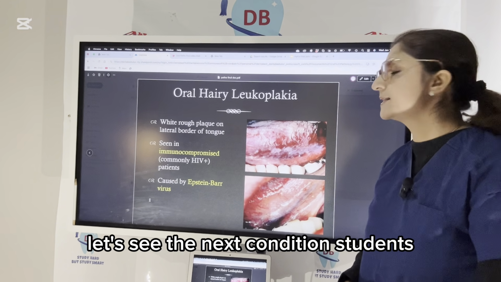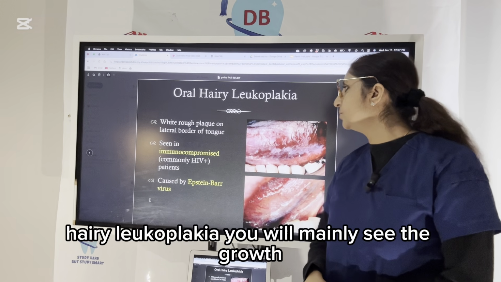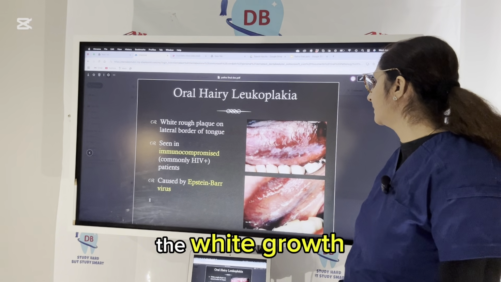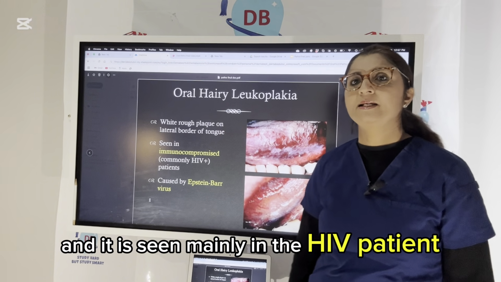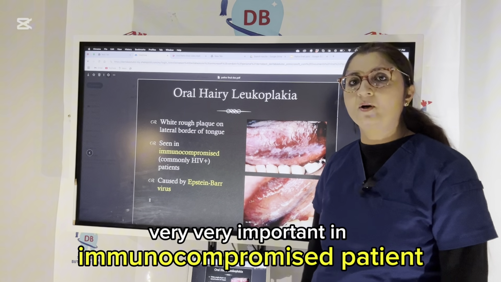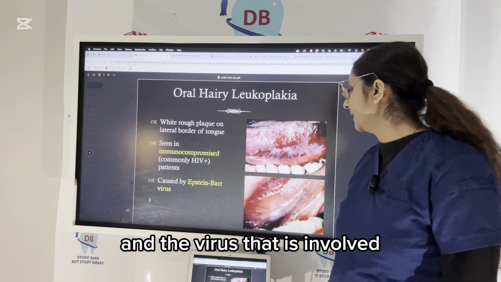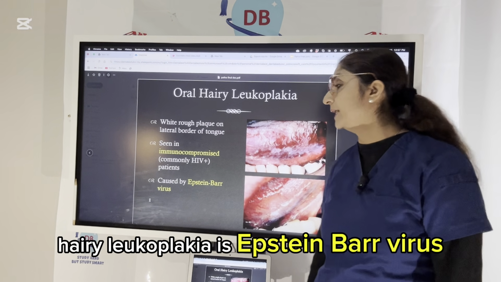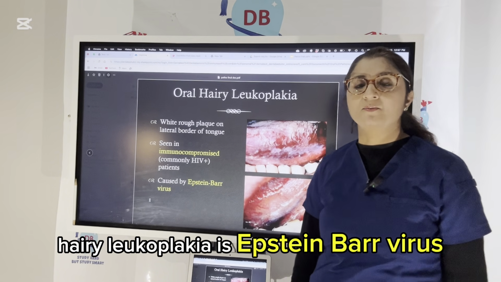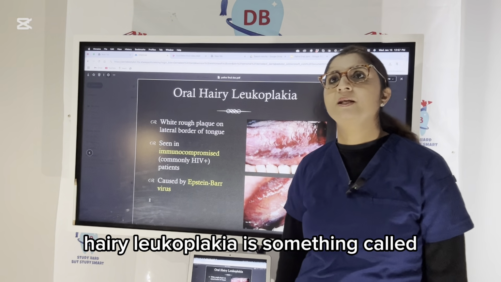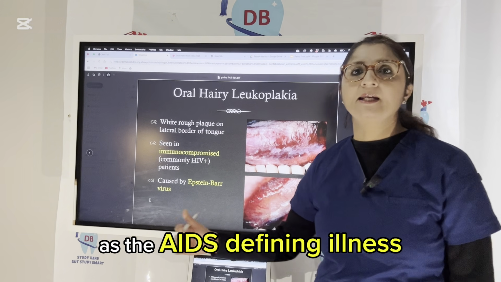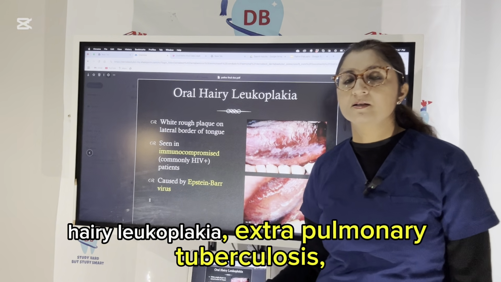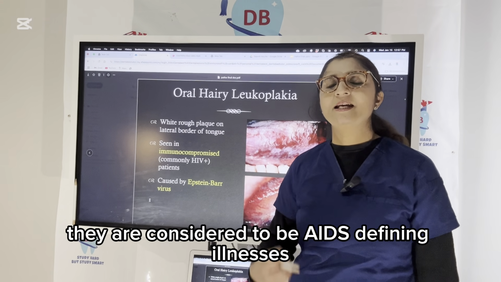Let's see the next condition, students, that is hairy leukoplakia. In hairy leukoplakia, you will mainly see the white growth on the lateral surface of the tongue, and it is seen mainly in the HIV patient. Very, very important in the immunocompromised patient, and the virus that is involved in the etiology of hairy leukoplakia is Epstein-Barr virus. Hairy leukoplakia is called an AIDS defining illness. Hairy leukoplakia, extrapulmonary tuberculosis, Kaposi sarcoma are considered to be AIDS defining illnesses.